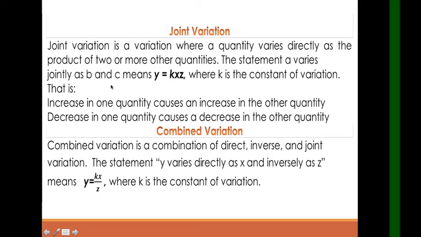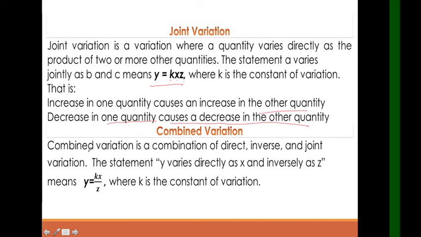So, yung kanyang equation ay magiging ganito. So the equation for this portion is y equals k, the constant, times the two or more quantities. Okay? So the increase in one quantity causes an increase in the other quantity. And the decrease in one quantity causes a decrease in the other quantity.